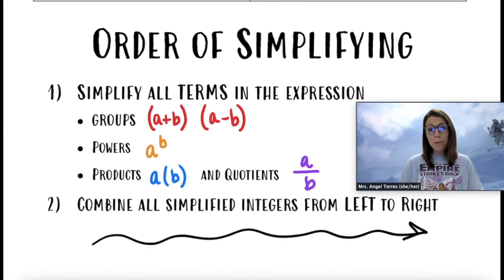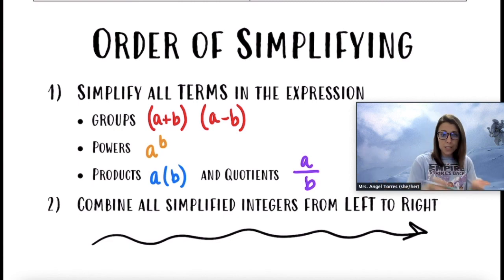So just remember, simplifying should be simple. Find all those groups separated by addition and subtraction around or outside of parentheses, and once you simplify them, you're just going to be left with integers to go from left to right.